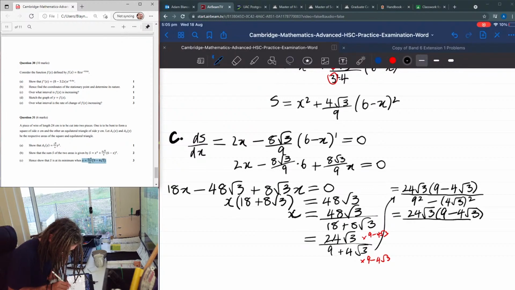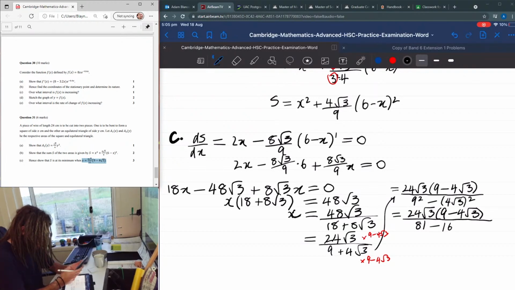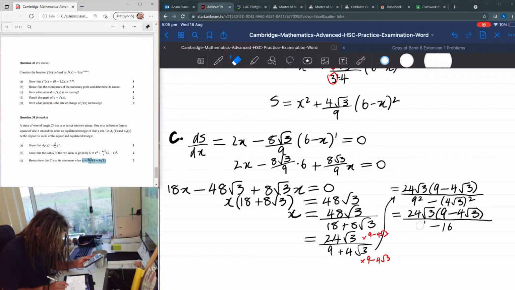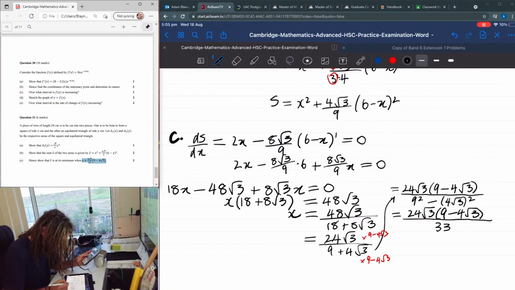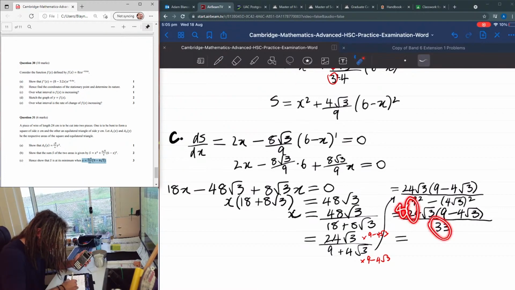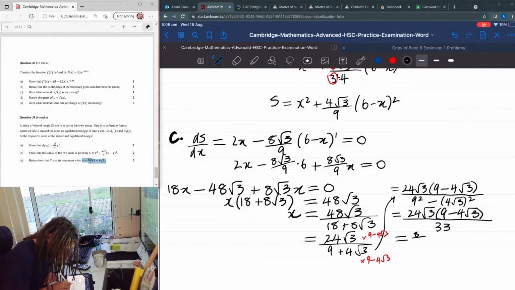What's on the bottom? That's 81. 81 minus, okay, that's 16 times 3. Well, 16 times 3 is 48. What's 81 minus 48? Is 33. Okay, that's kind of nice because I'm feeling like that's where the 11 comes from. 24 over 33. Okay, so 24 divided by 33 is 8 on 11. So that's where all that comes from. 8 on 11. The root 3 is in numerator. 8 root 3 on 11 outside. 9 minus 4 root 3.